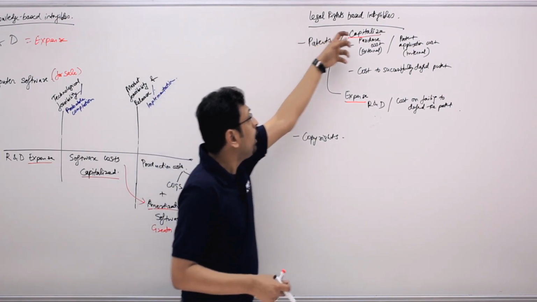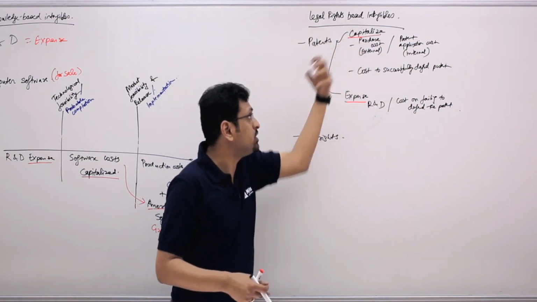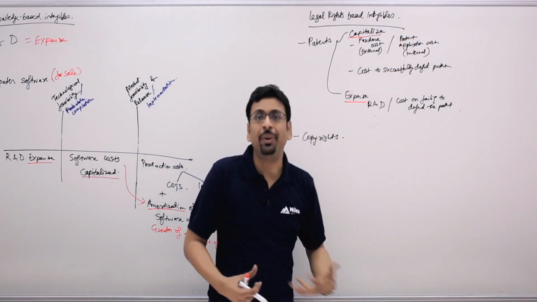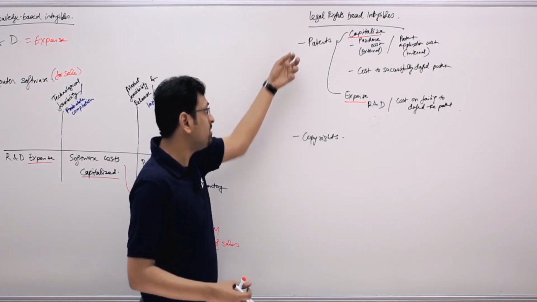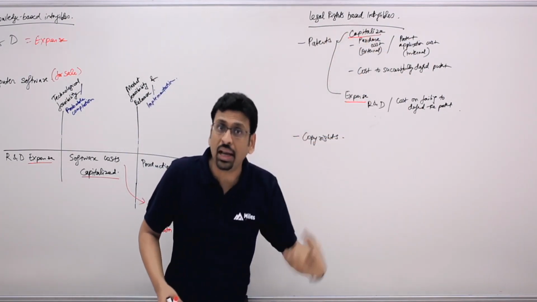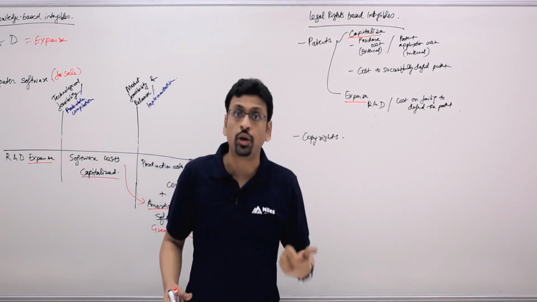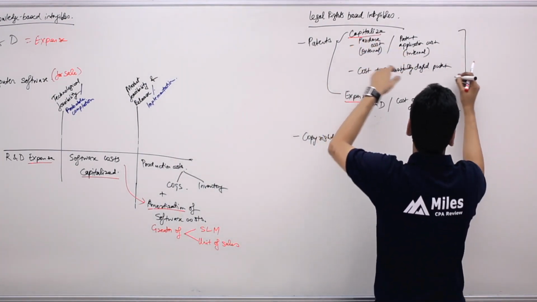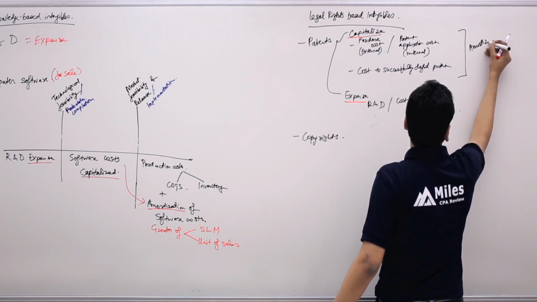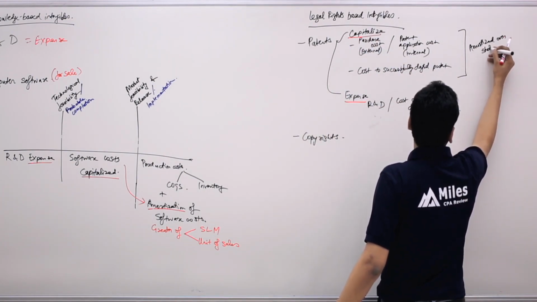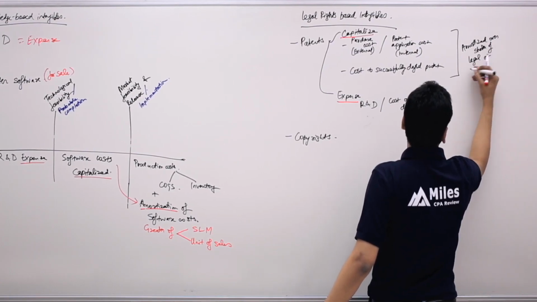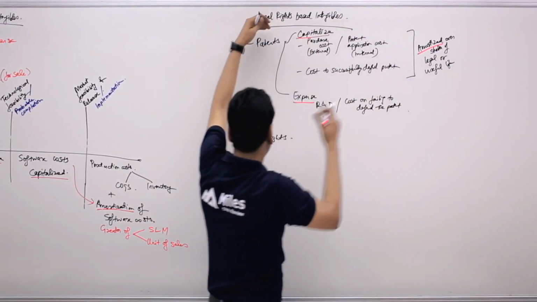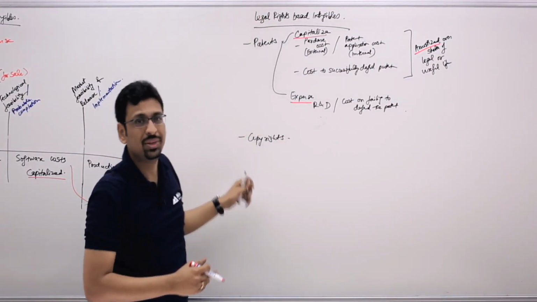Similarly, you capitalize the purchase cost if it's externally acquired, or the copyright application cost if it's internally developed. You expense any R&D. For both patents and copyrights, whatever you capitalize on your balance sheet is amortized over the shorter of legal or useful life. So first capitalize it, then amortize it, because these are, guys, all definite life intangible assets.